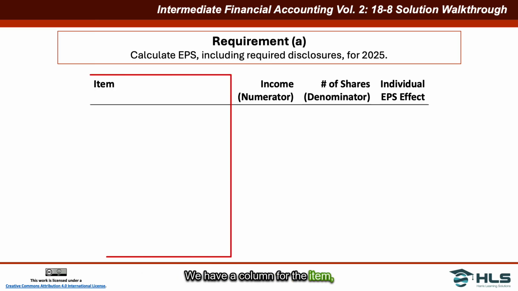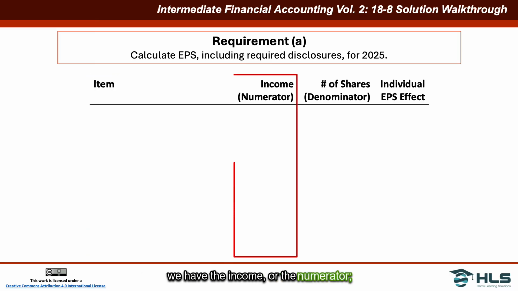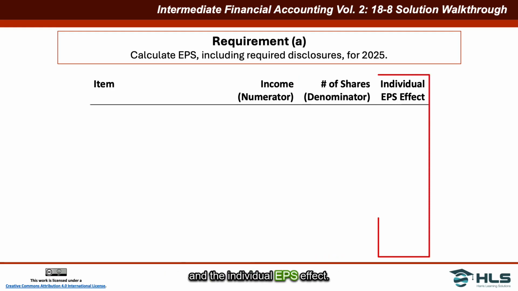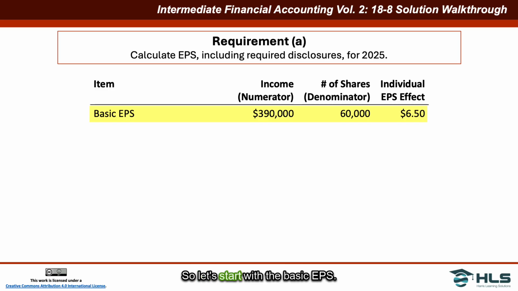We have a column for the item, we have the income or the numerator, the number of shares, which is the denominator, and the individual EPS effect. So let's start with the basic EPS. We know that the income available is $390,000. There were 60,000 shares of the denominator. That's what resulted in the $6.50 basic EPS.